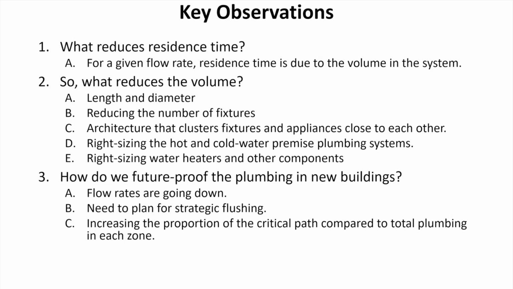And the third point here is an idea that occurred to me while developing this presentation: if you have a large percent of the plumbing in the critical path compared to the total plumbing in each zone, you have less total feet of pipe. It's keeping the twigs and branches off of the trunk on the critical path small, and that has to do with the architecture. And so I think we ought to be looking at that in order to create more efficient plumbing systems with less total water in them. I think that's it. Thank you.